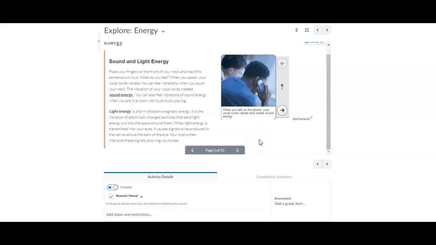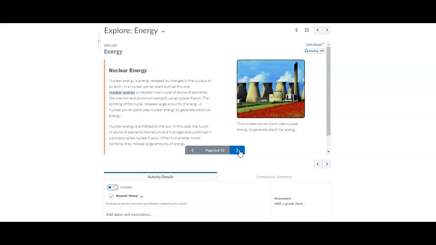And as you guys have maybe seen so far, you can find some content in here that you need for quiz questions. So let's take a look. When you talk on the phone, your vocal cords vibrate and create sound energy. Sound energy created by very loud music can be felt through the vibration of the floor. And finally, light energy transmitted into your eyes creates signals that our brains interpret, allowing us to see. So you now have the answer to number 4, sound and light energy, and we're ready to go on.